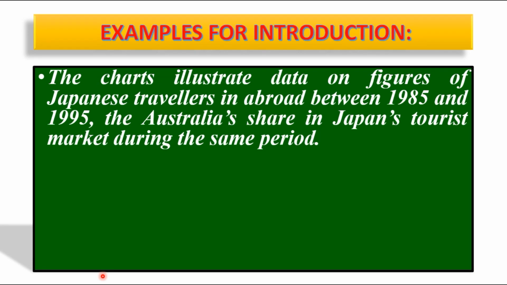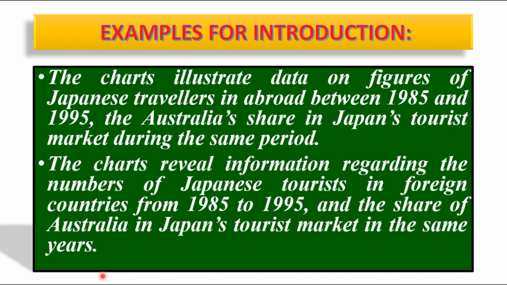The first one. The charts illustrate data on figures of Japanese travelers abroad between 1985 and 1995, and Australia's share in Japan's tourist market during the same period. And this is the next one. The charts reveal information regarding the numbers of Japanese tourists in foreign countries from 1985 to 1995, and the share of Australia in Japan's tourist market in the same years.